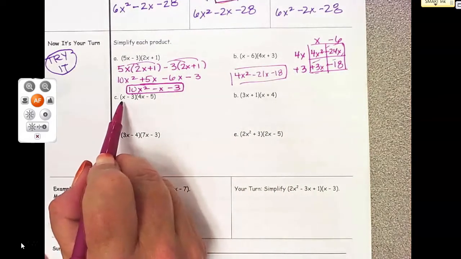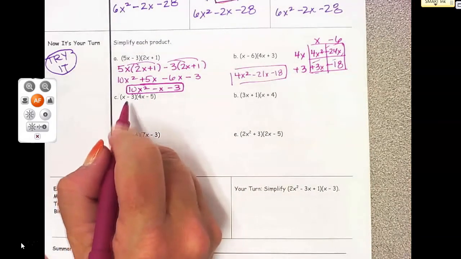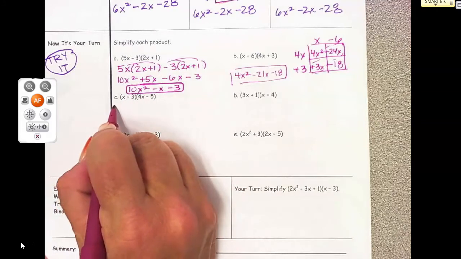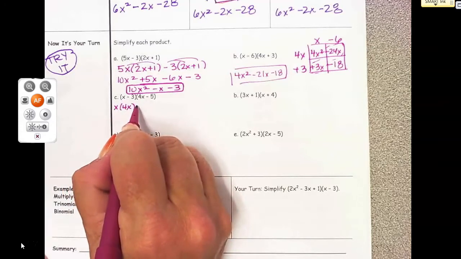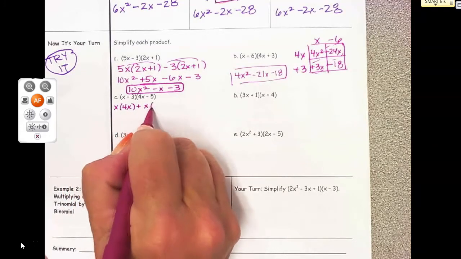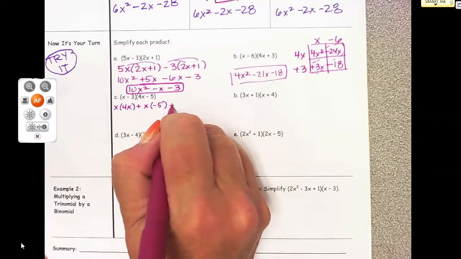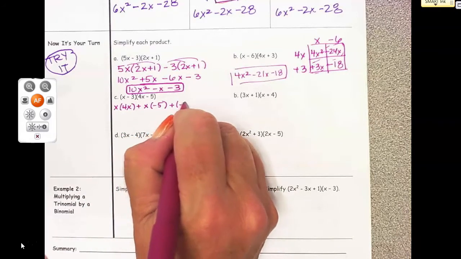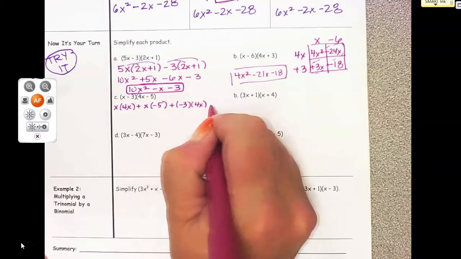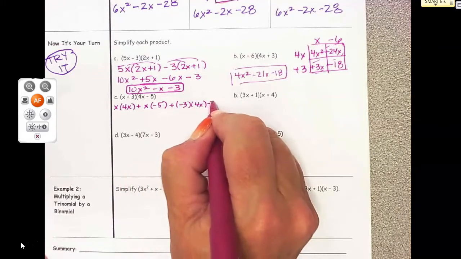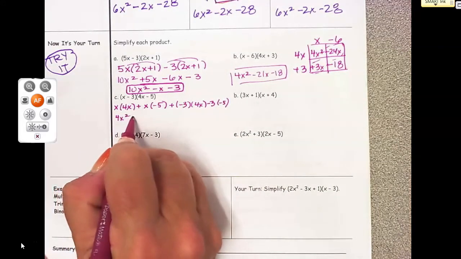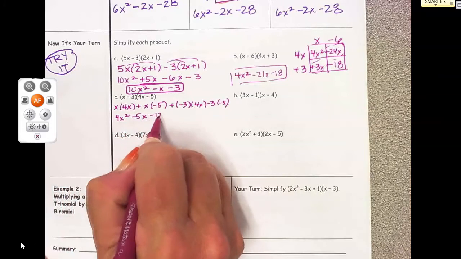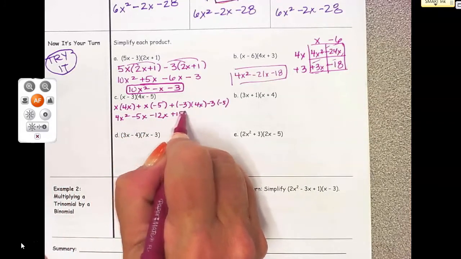And that's in standard form with descending order of the variable, so we have our x squared term first. The next one, I'm going to do that using FOIL, so I'll take x times 4x. That's the first. Then I'll do outer, so that'll be x times minus 5. And then inner, that'll be negative 3 times 4x. And last will be minus 3 times minus 5. So that gives me 4x squared minus 5x minus 12x plus 15. Combine the middle terms.